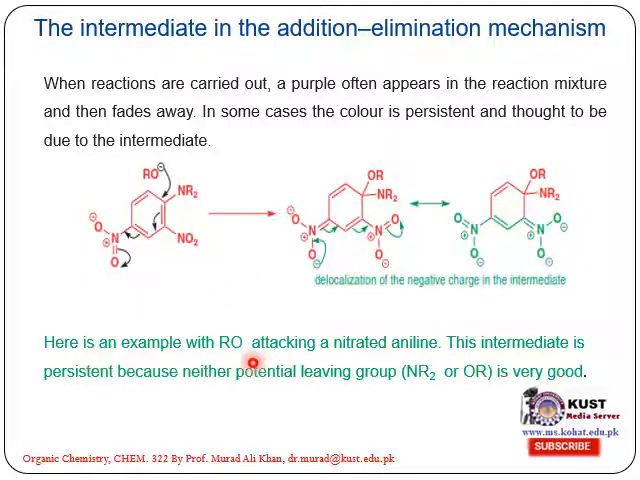Here is an example of RO attacking a nitrated aniline. This intermediate is persistent because neither potential leaving group is a very good leaving group. So it may be present after the reaction because the leaving groups are not good, and the intermediate may be present for a long time, and so the color will be persistent.